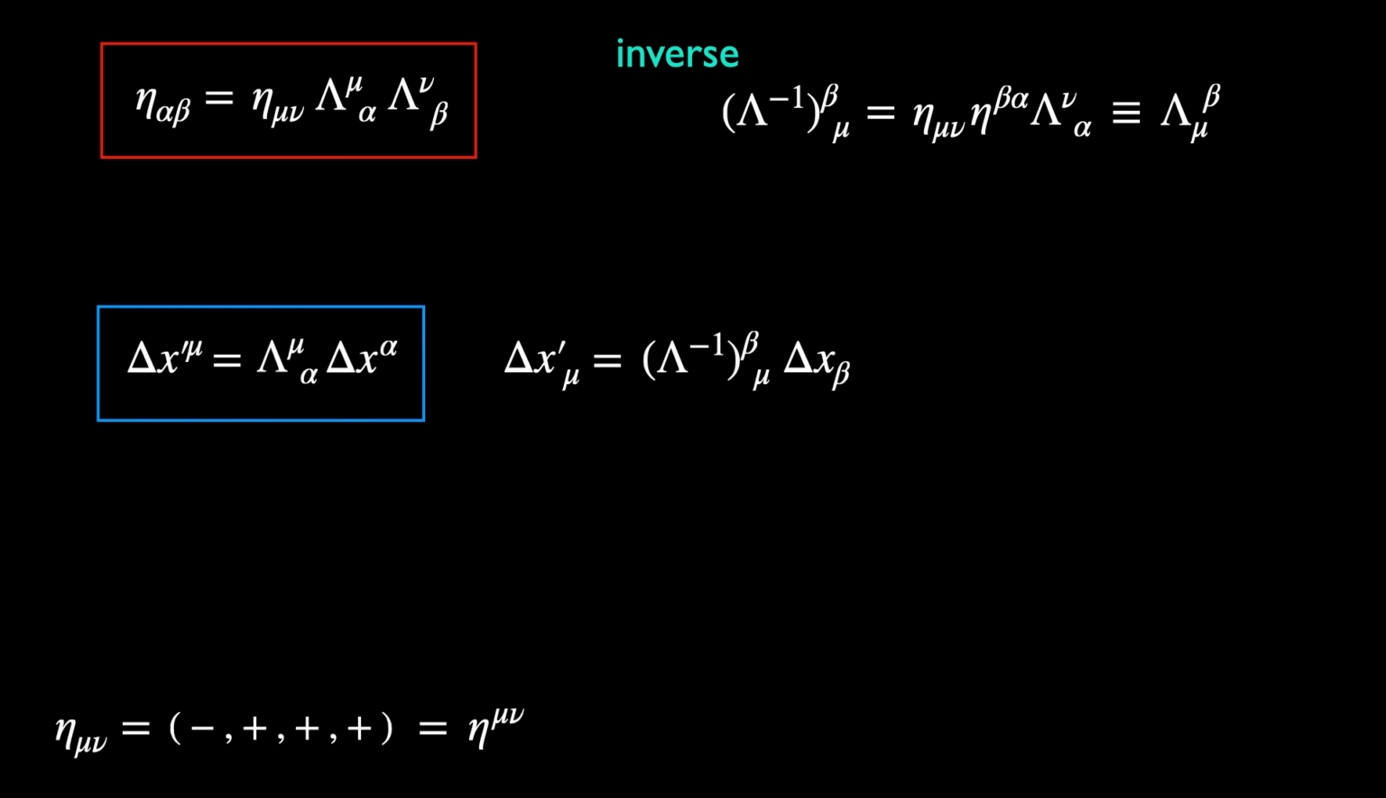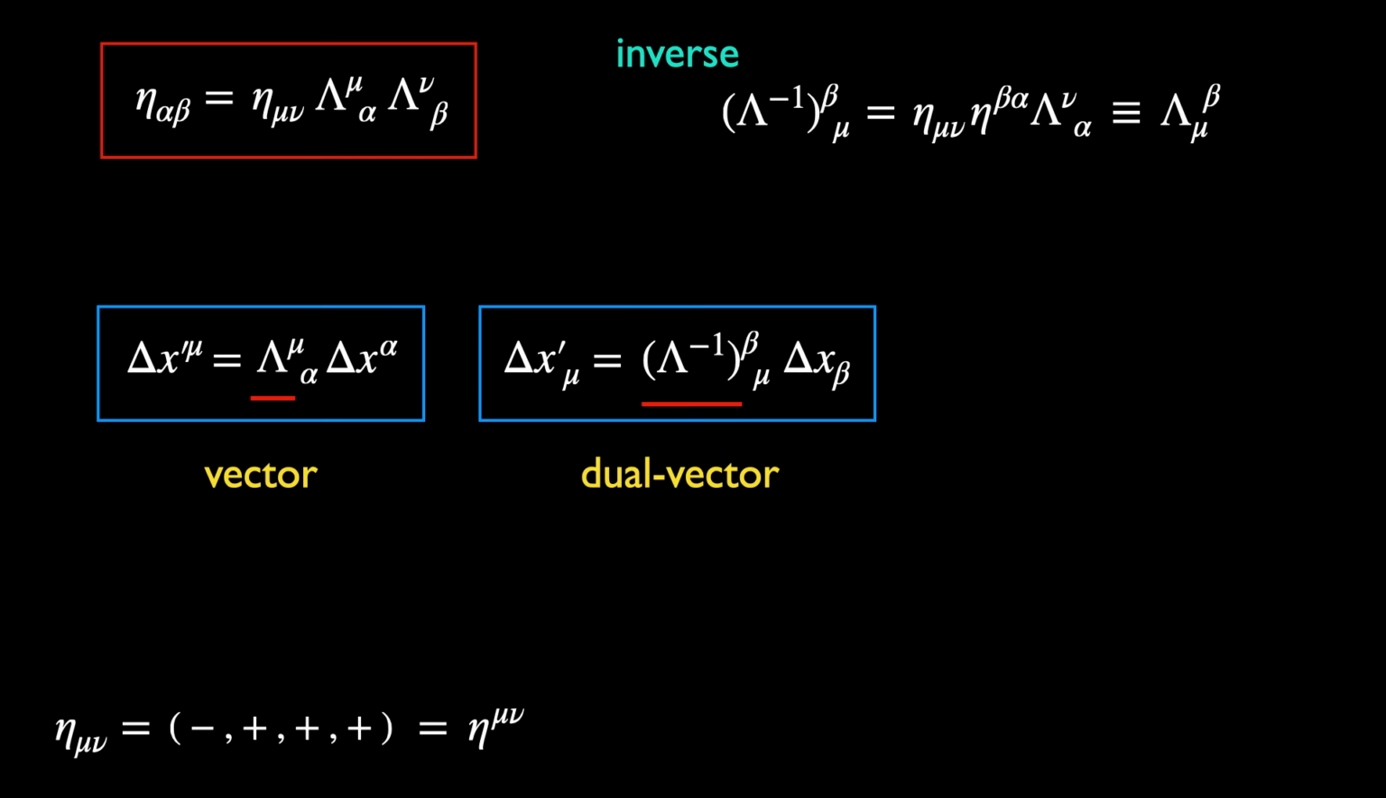Objects that transform in the same way as the upper index displacement are known as vectors, while those that transform like the lower index displacement are known as dual vectors. Alternatively, upper index vectors are known as contravariant vectors, and the lower indexed ones are the covariant vectors. This is the convention that we will be using.